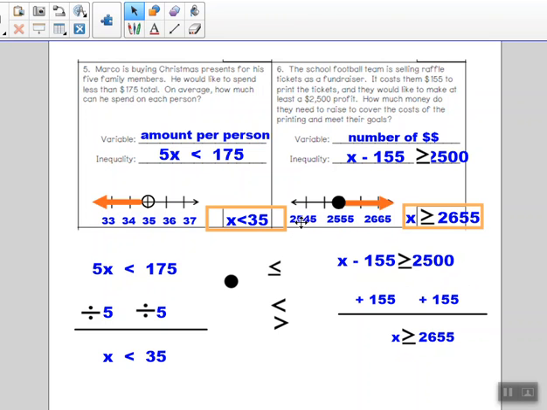My numbers here are off, but this should be 2,655. And this should be 2,645. I was counting by tens, and for those every other one. So go ahead and check yours on that one, see how yours compare.